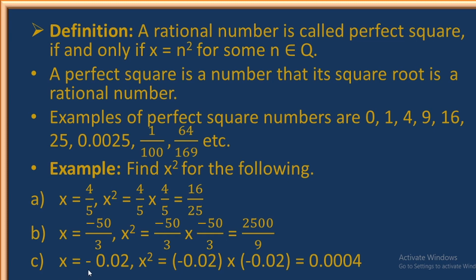C, x is equal to negative 0.02, a decimal negative number. To find x square, just multiply this number by itself. So negative 0.02 multiplied by negative 0.02 is equivalent to 0.0004. Don't forget that when we multiply decimals, the number of digits after the decimal point must be equivalent to the sum of the number of digits in both multiplicands, both numbers that we are going to multiply.